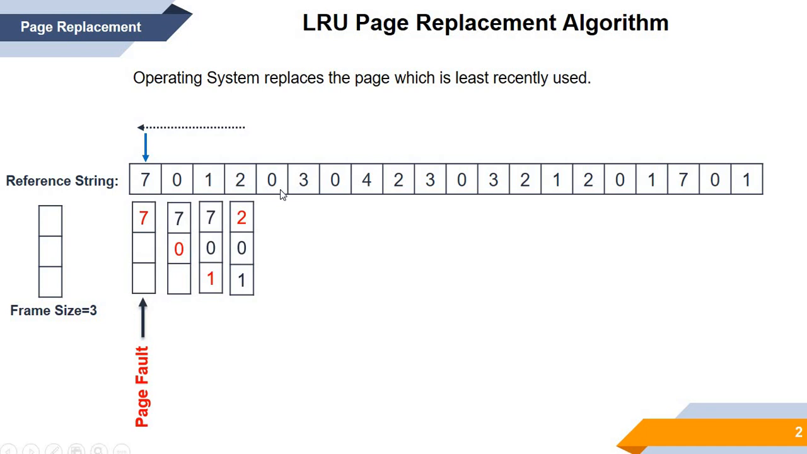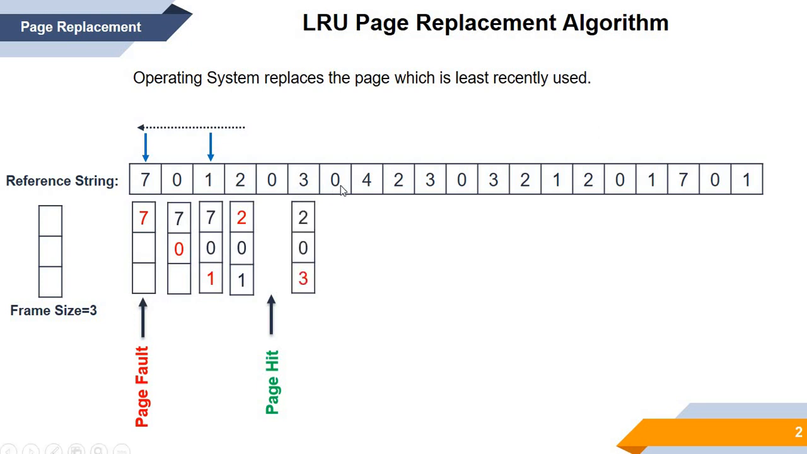Next page is 0. It is present in the page frame. There is a page hit. Page hit means the current page is already present in the page frame. So there is no change in the page frame. Next page is 3. It is not in the page frame. Out of 2, 0, 1, the least recently used page is 1. In place of 1, 3 will be added in the page frame.